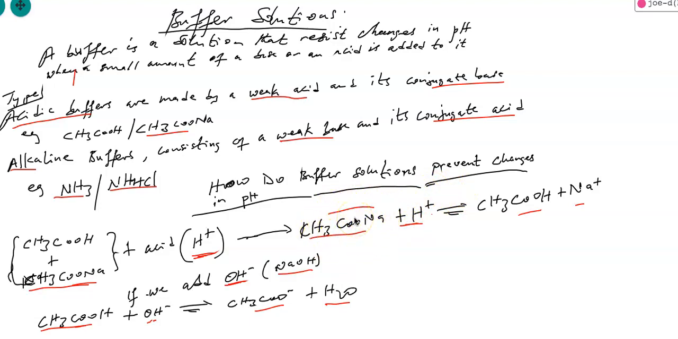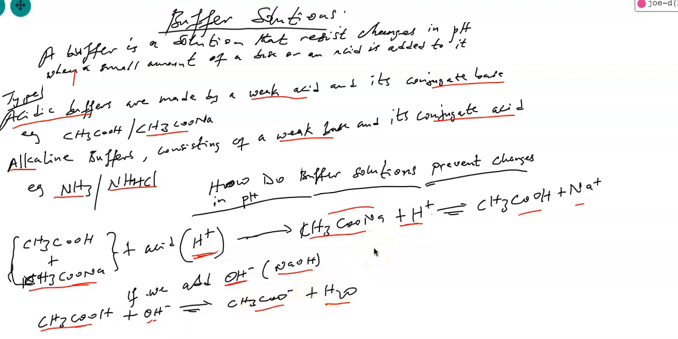Okay, now what then happens if a base or hydroxide ion is added to the solution? In which case the hydroxide ion that comes in will react with the acid component of the buffer to produce ethanoate ion and water. Any base or OH that comes in is mopped up by the acid, and in so doing we will not have a buildup of OH ions in the system, which would cause the pH to increase.